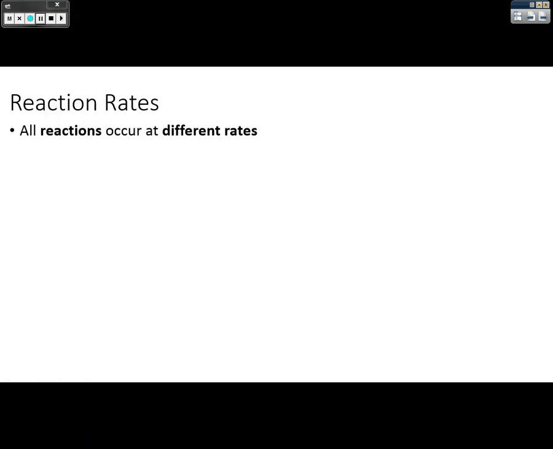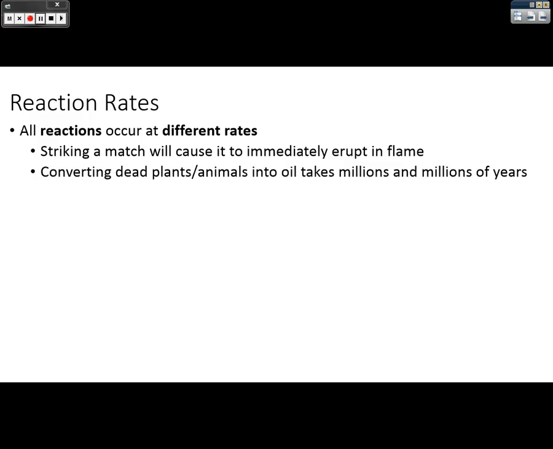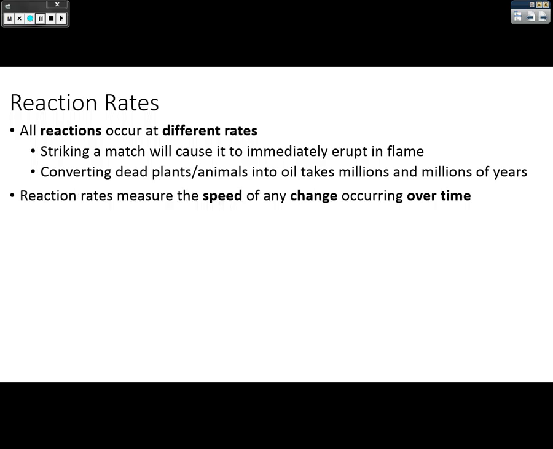So reaction rates are something that we use to describe every different reaction because all different reactions occur at different rates. Striking a match will cause it to almost immediately erupt in flame, whereas converting dead plants or animals into oil takes millions and millions of years. Those are just two extreme examples. But reaction rates are measured as the speed of any change occurring over time. So it's all talking about what's happening to the reaction over time.